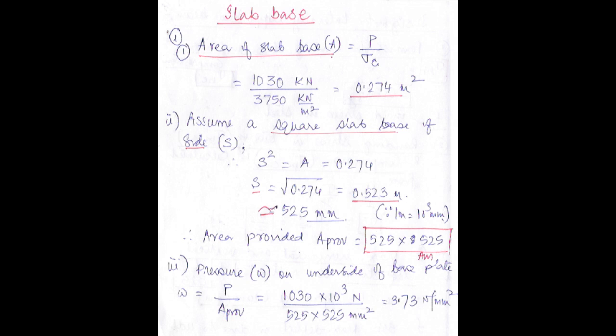Step number 3. Pressure W on the underside of the base plate, we have to find out. W equal to P divided by A provided. So P value was what? 1030 multiplied by 10 cube Newton. Now we are converting the kilonewton into Newton, correct? Divided by area provided, which was 525 by 525. So this gives the value of W as 3.73 Newton per mm square.